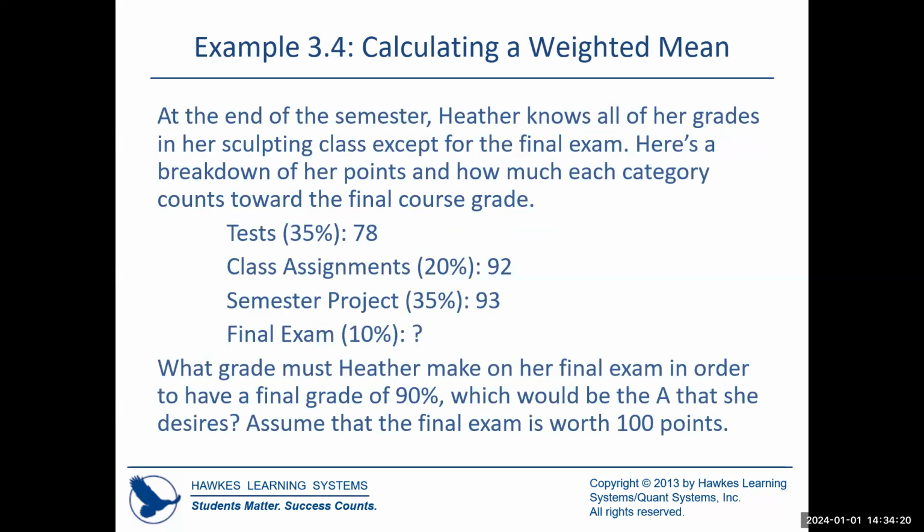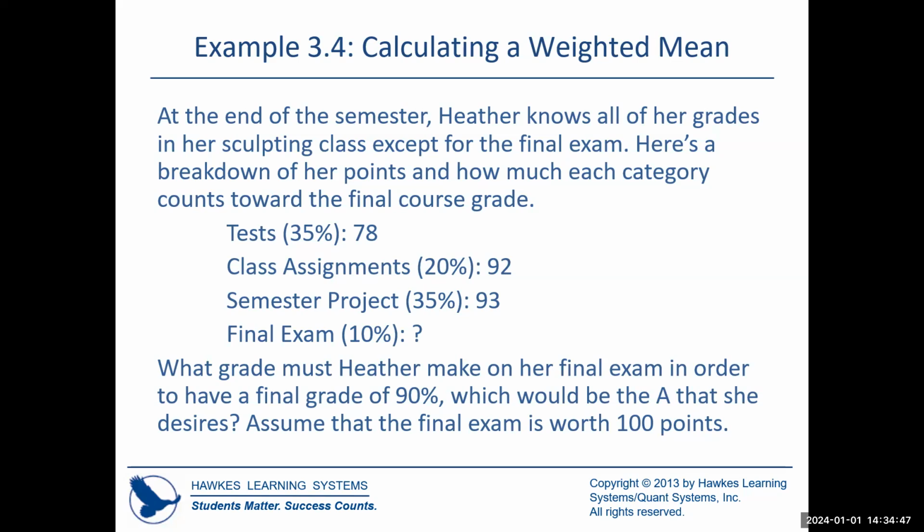Now we have another example. We have Heather, who knows all of her grades in the sculpting class except the final. The points and grade that she earned are given below. Her tests are 35% of the grade, and she got a 78. Class assignments are 20% of the grade, a 92. The semester project is listed there. And the final exam is 10%, but she has no idea what the score is going to be.